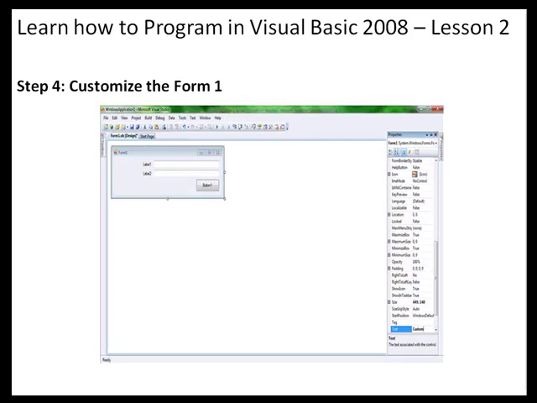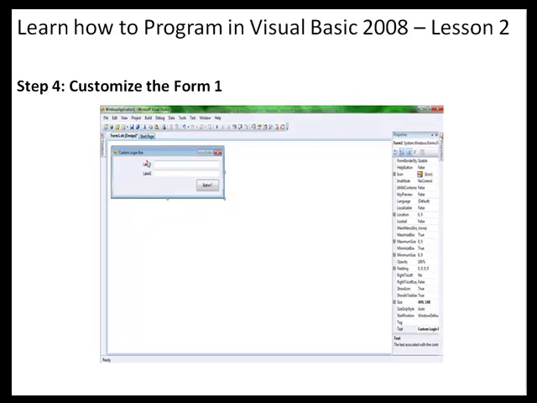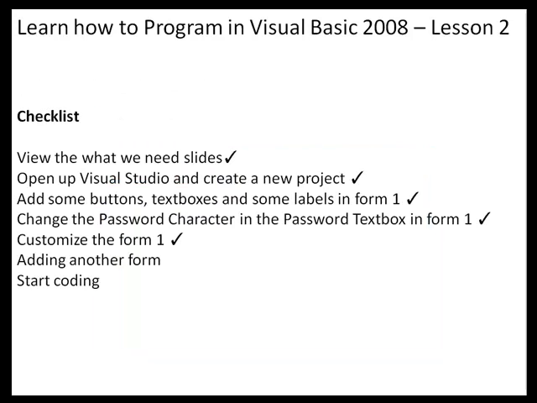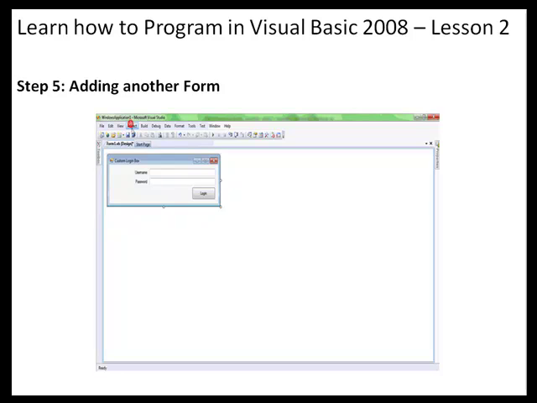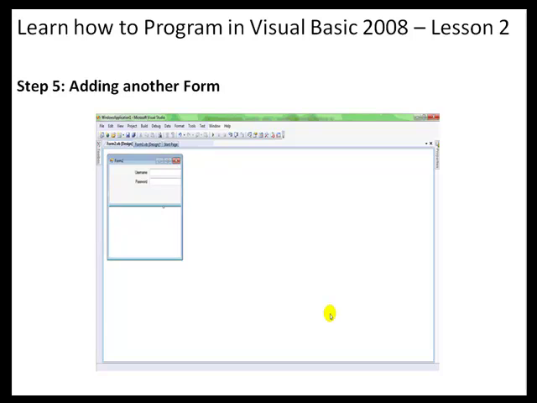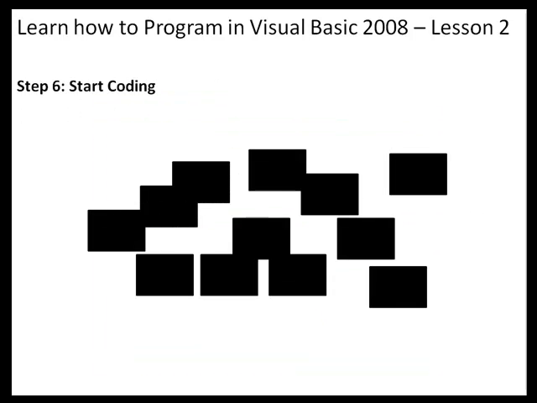So, all we're going to be doing is changing Form 1 to login box, label 1 to username, label 2 to password, and button 1 to login. Very basic stuff. So we've ticked that off, and we're going to go add another form. This is new. If you're a beginner and you're watching lesson 2, this is a very good little handy trick to know. Go Project, Add Windows Form. Done. So we'll tick that off, and we will start coding.